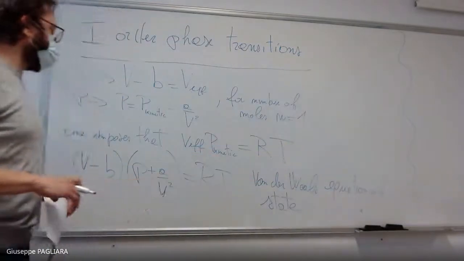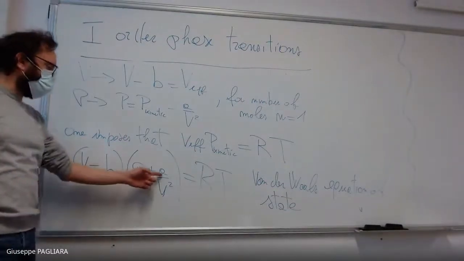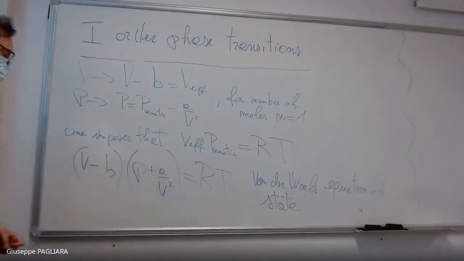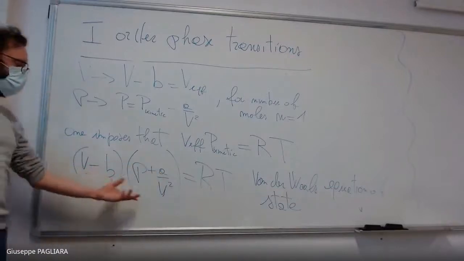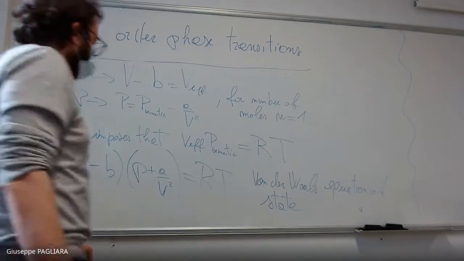Okay, so it looks similar to the ideal gas equation of state, but for the fact that we now have these two constants, A and B. We have a correction to the volume and a correction to the pressure. Of course, if A and B are equal to 0, we recover the ideal gas case. And A and B are phenomenological parameters.